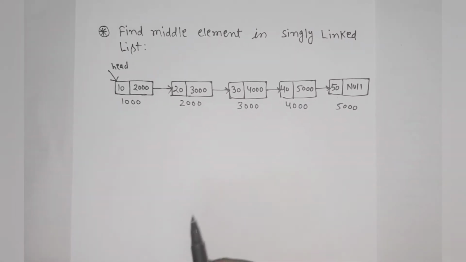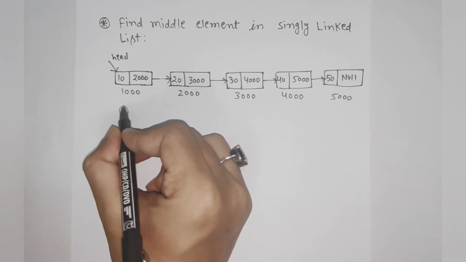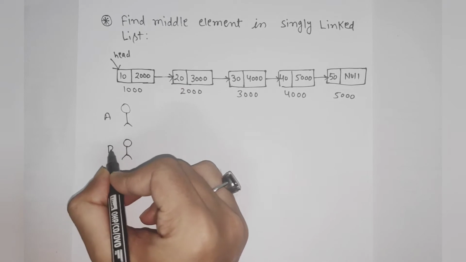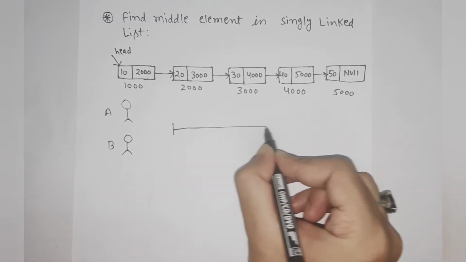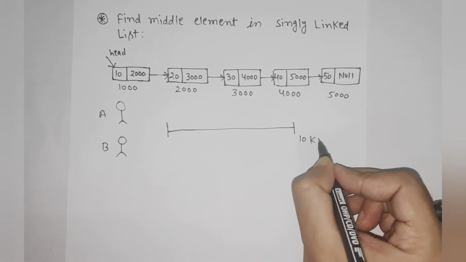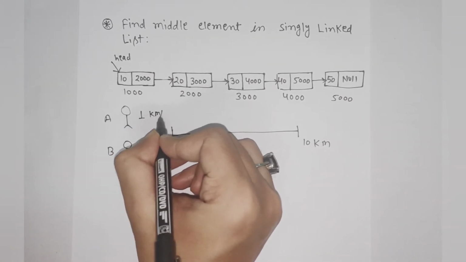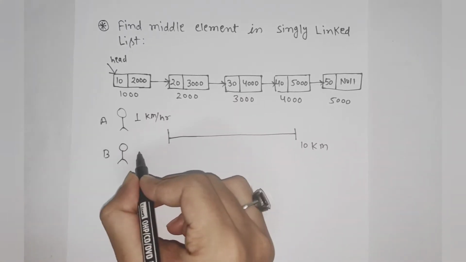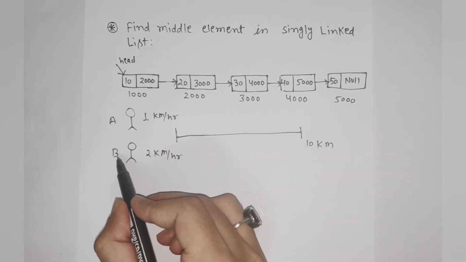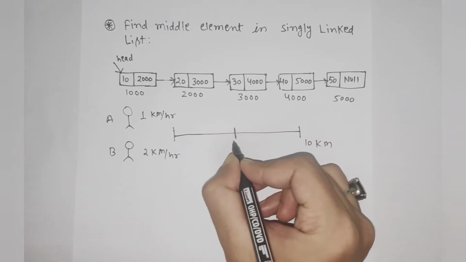Before writing the code, first we should know how we will get the approach. Suppose there are two persons, A and B, this is A, this is B, running in a race. And the total length of the race is 10 kilometers. The person A is running with the speed of 1 kilometer per hour, and the person B is running with 2 kilometers per hour. So when the person B finishes the race, then the person A will be at the 5 kilometer.